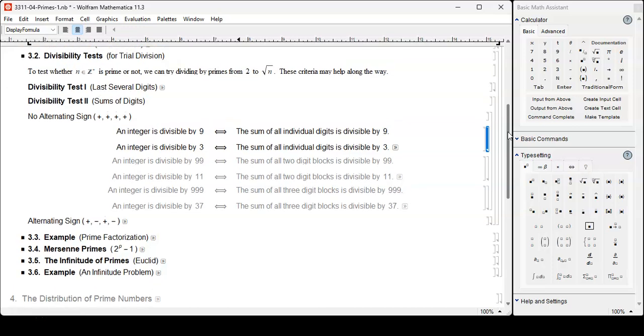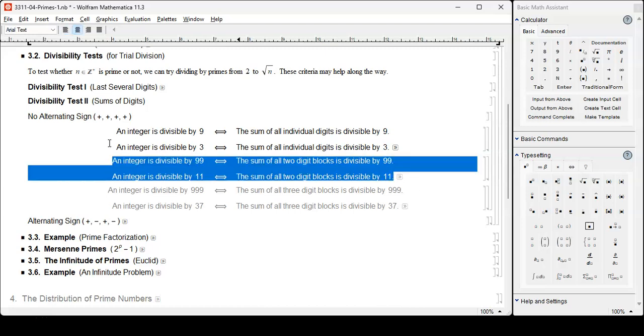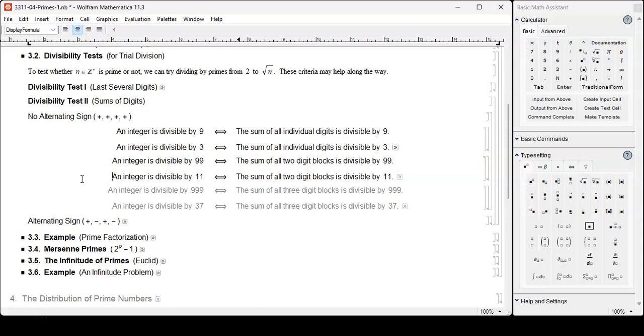Anyway, divisibility test type 1 is last digit, last 2 digits, last 3 digits, those kinds of things. That's type 1. Type 2 is summing of the digits, and then we went through the easiest criterion, divisibility by 9 or 3. Next, divisibility by 99 and also divisibility by 11. The sum of 2-digit blocks is divisible by 99 or 11.